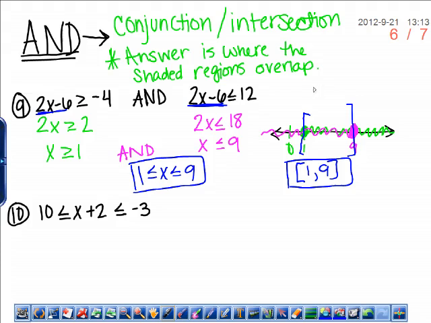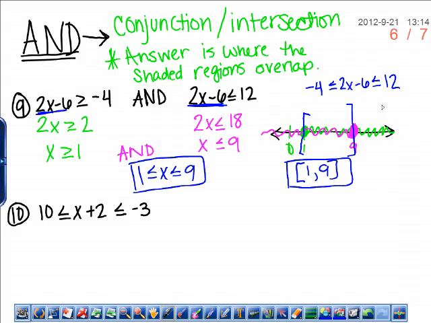So you could also see this written as negative 4 is less than or equal to 2x minus 6, which is less than or equal to 12. These mean the same thing. Okay? You just need to know that "and" can be signified when it's written as one compound inequality. Both of these things mean and. But if you want to separate them and write them as two inequalities, that's fine.